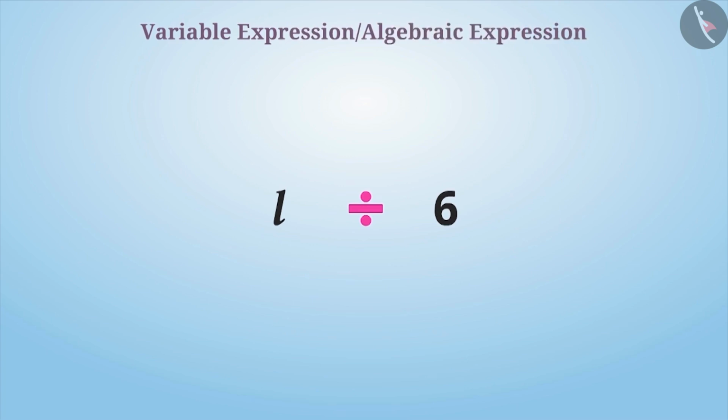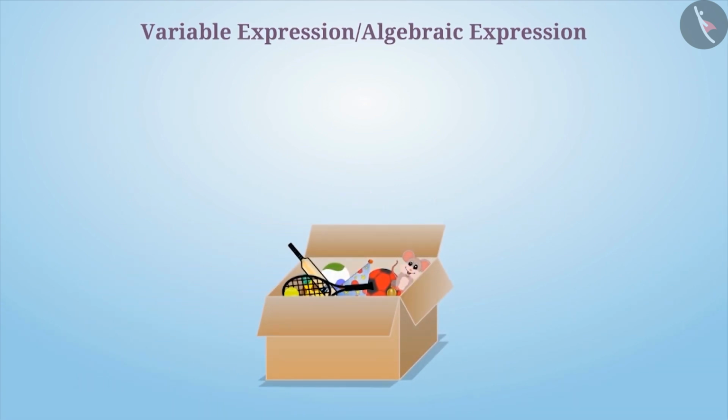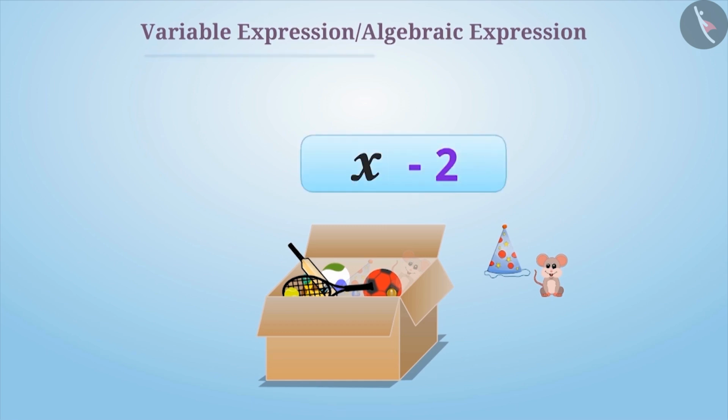Let's understand this with an example. Here is a box which consists of some toys. Let's express their number with the variable x. If we remove 2 toys from the box, then how many toys will be remaining in the box? There will be x minus 2 toys in the box. This is also a variable expression.